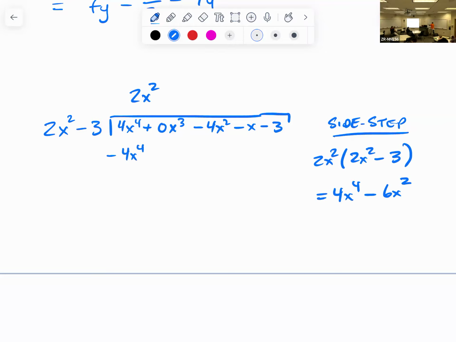Now, here's the other thing. Notice when I did my side step, I have 4x to the fourth minus 6x squared. Everything is lined up, which means you want to try and line up your terms. So 4x to the fourth clearly goes right here. 6x squared, I wouldn't put that under the x cubed. I want to line it up under the x squared as well. Plus, right?